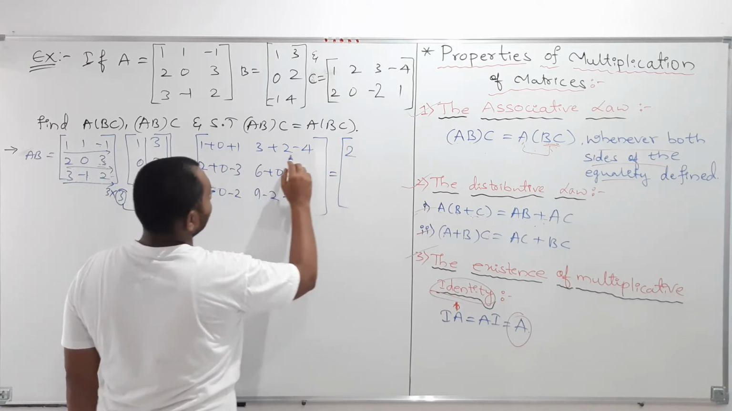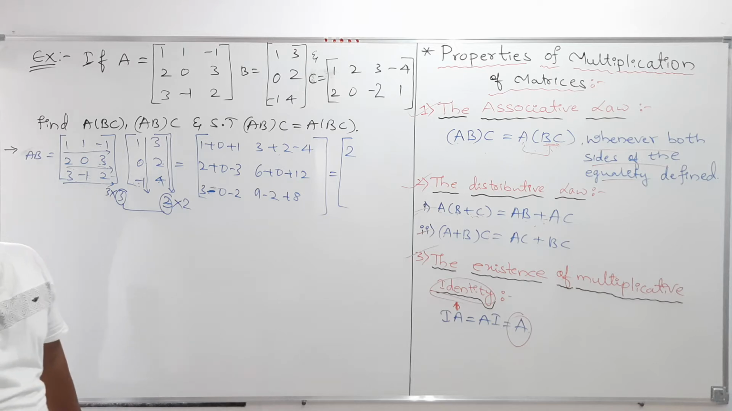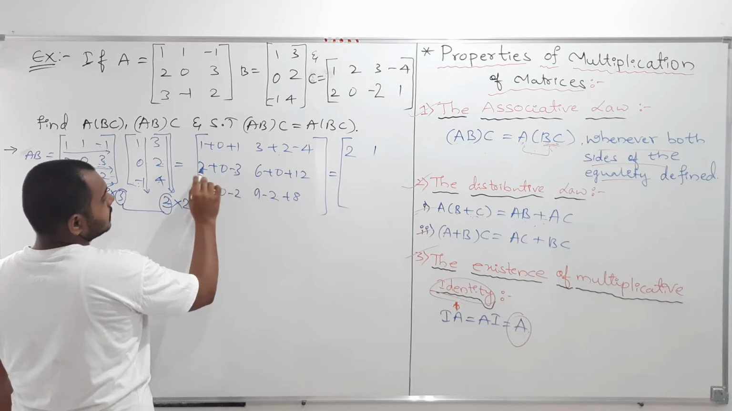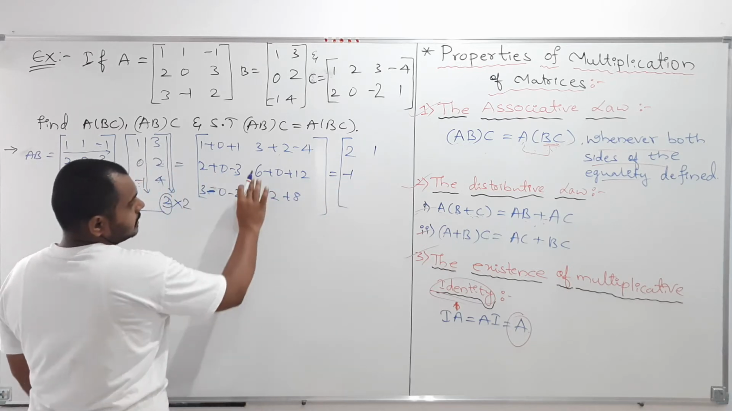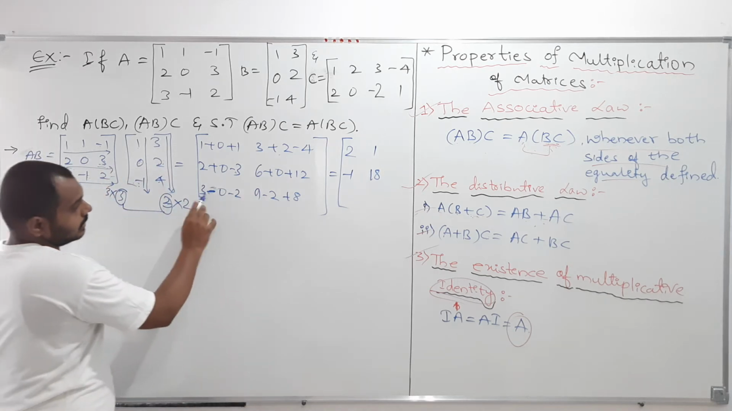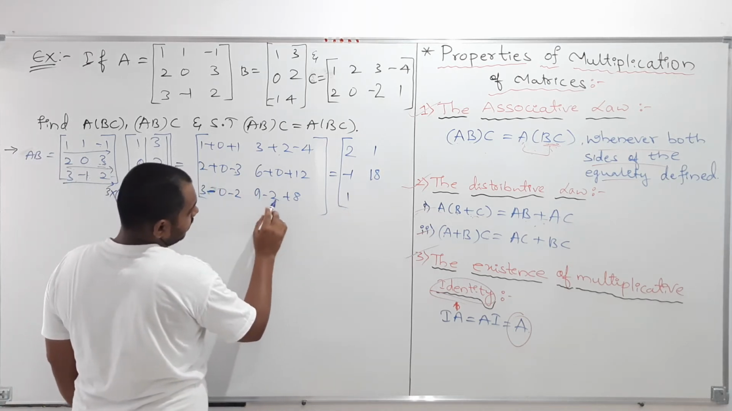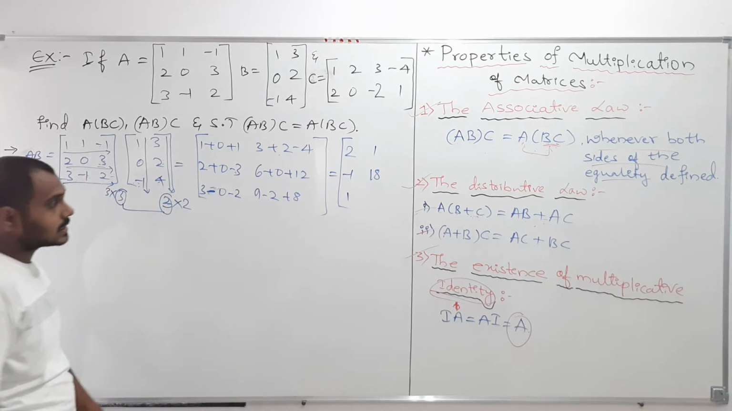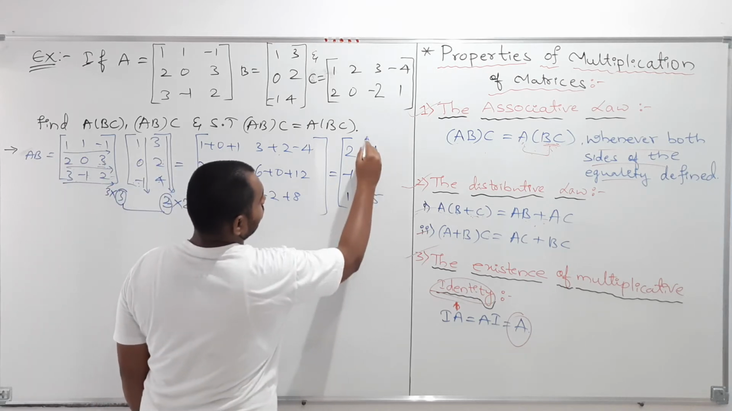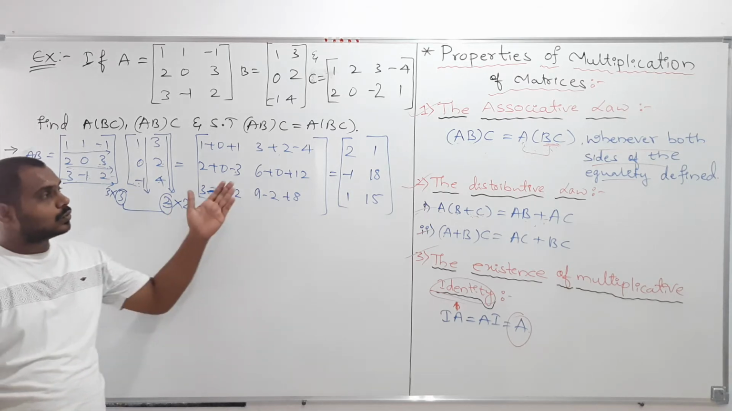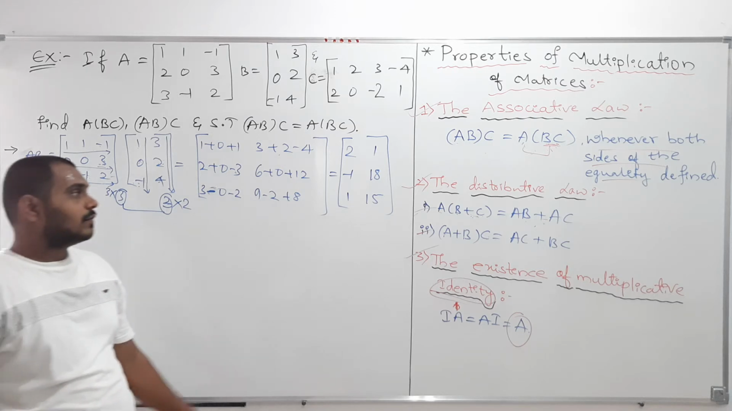Next, my dear students, if you solve and simplify this, you will get the answer as 1 plus 1 is 2. Next, 3 plus 2 is 5, 5 minus 4 is 1. Next, minus 0, leave this. Minus 3 plus 2 is minus 1. 6 plus 12 is 18. Next, 3 minus 2 is 1. 9 minus 2 is 7, 7 plus 8 is 15. Clear? So whatever we got, the matrix AB is 2, 1, minus 1, 18, 1, 15.